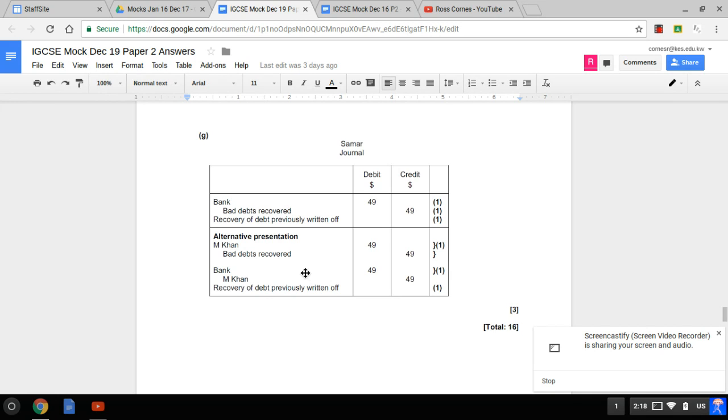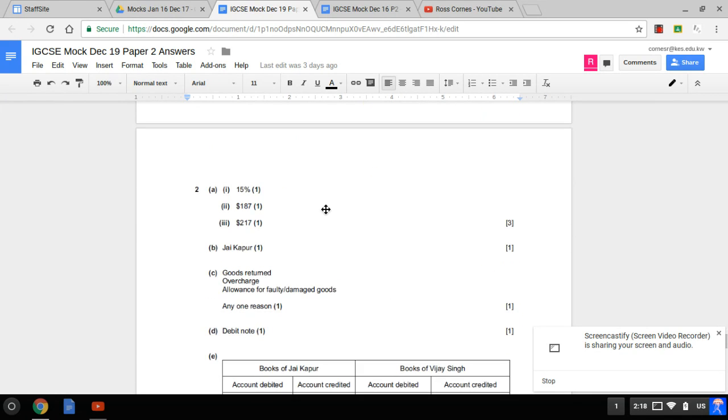The more correct way of doing it is this alternative way, where what we do is we recreate the customer, if you like. So we receive the money, we debit bank, we credit Khan, and then we debit Khan and credit bad debts recovered. But it was also accepted by the exam board if you just went straight for bad debts recovered, a credit entry, and you debit the bank. And you've got to put in there some kind of a commentary. This way is technically better because of what's happened in the books of Khan. If you do this, there's no entry in Khan's books, and therefore if you're looking back through the books in the future, you will not know that there's been this bad debt issue.